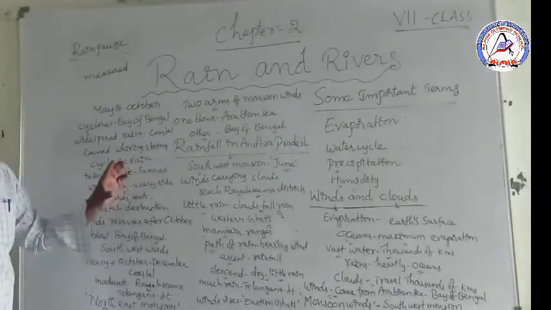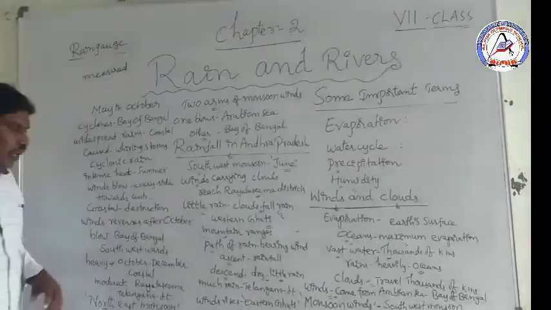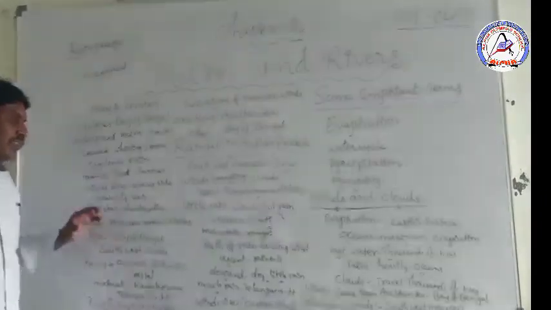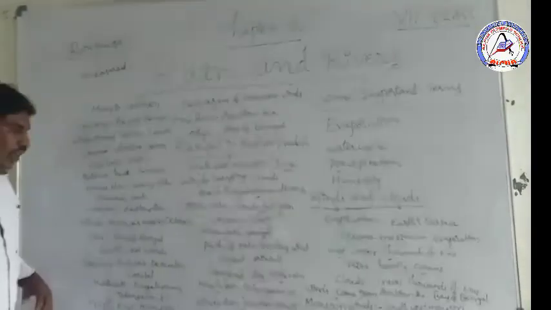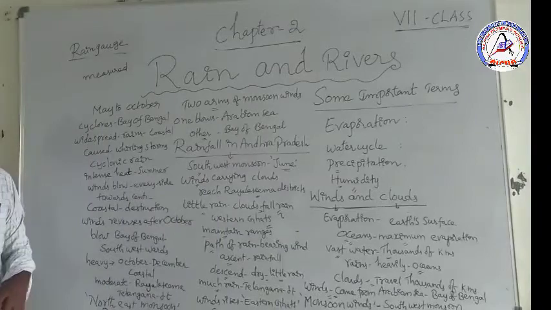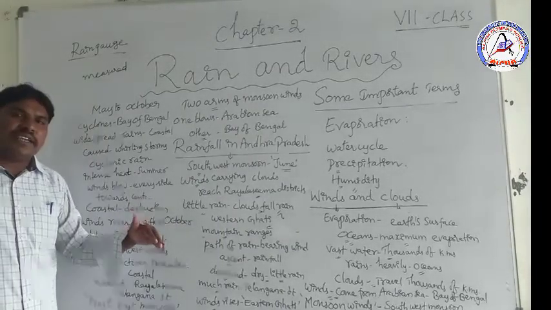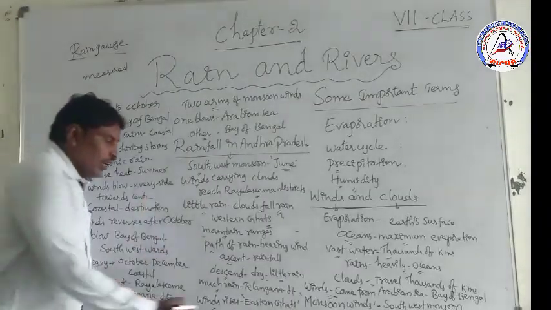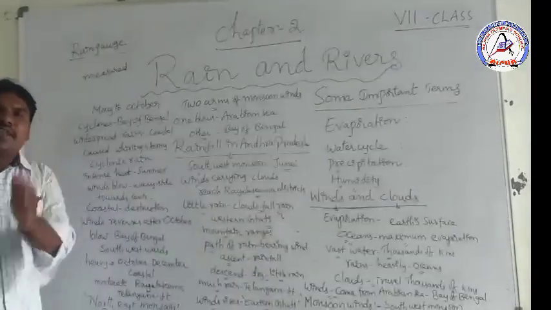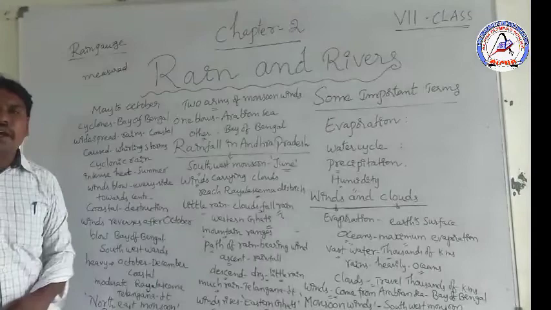So we are discussing southwest monsoon. The southwest monsoon gives much rain in Telangana districts. The winds rise over the Eastern Ghats, the east side, along with the Bay of Bengal.